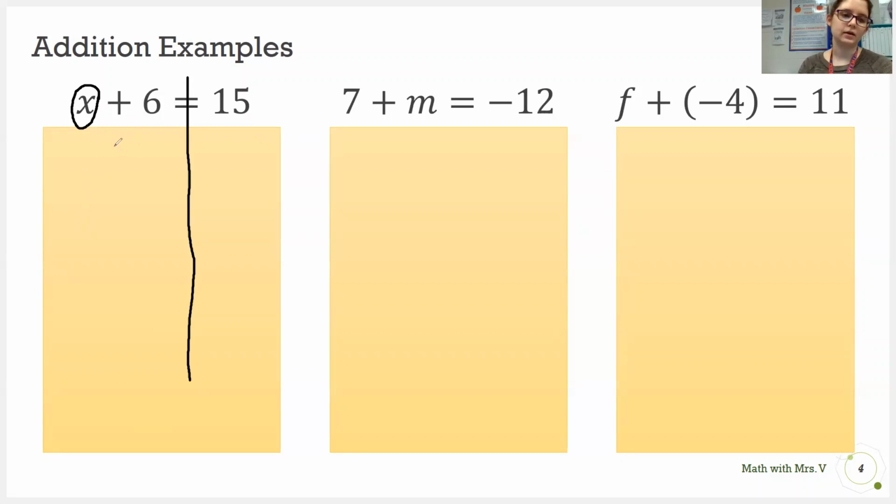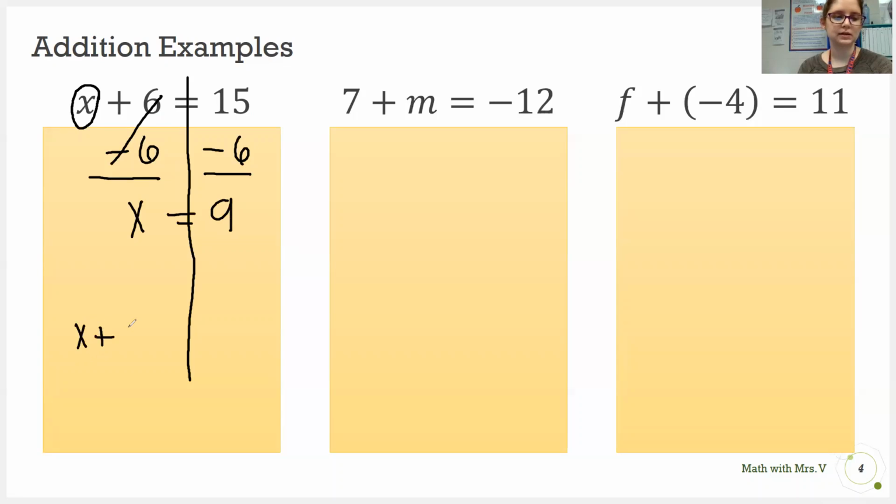So this is being added, and we're going to undo that by subtracting. What we do to one side of the equation, we have to do to the other. So a positive 6 and a negative 6 are opposites. They make a 0. So we're left with just x equals whatever 15 minus 6 is, and that's 9. And we can double check our work and say x plus 6. We're going to replace our x with 9. 9 plus 6 does equal 15.